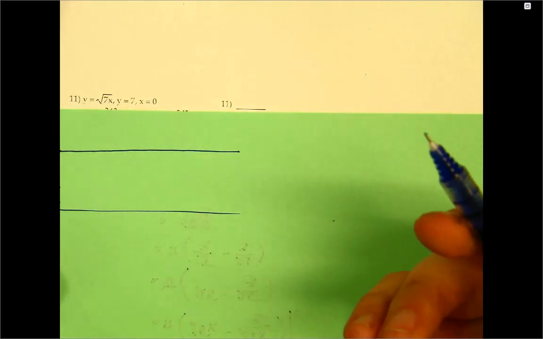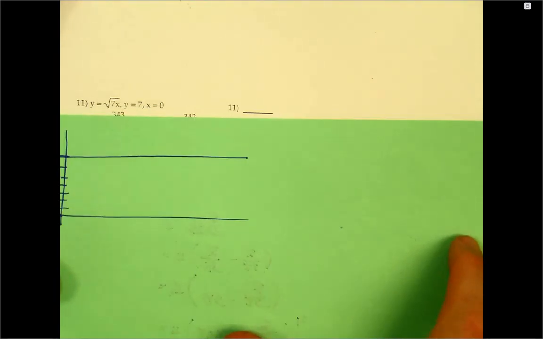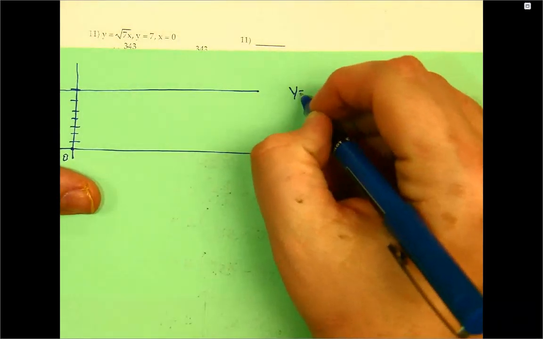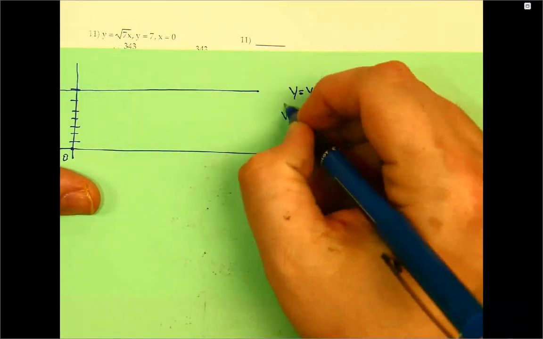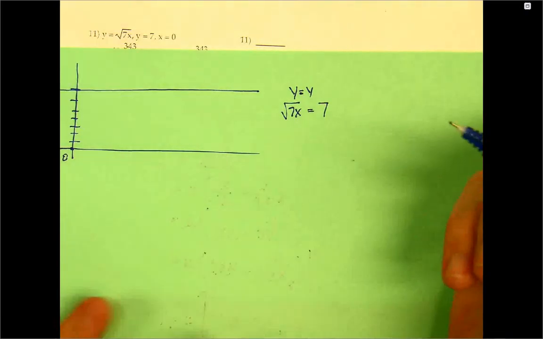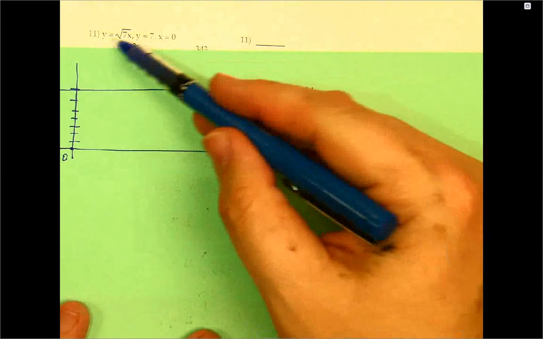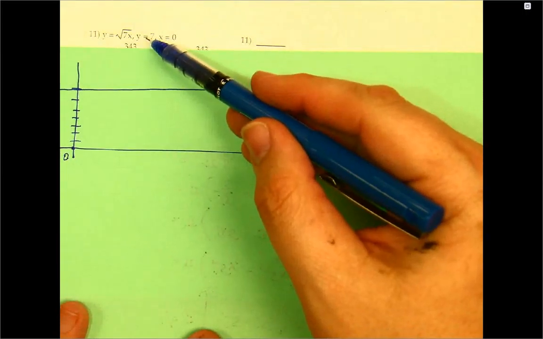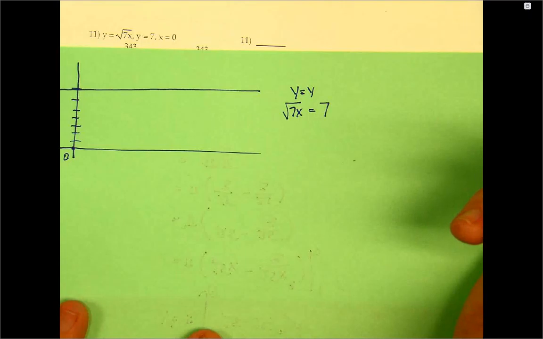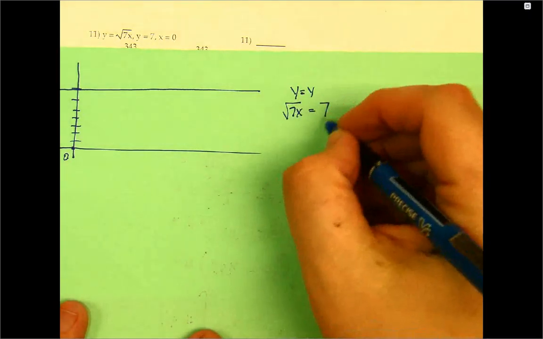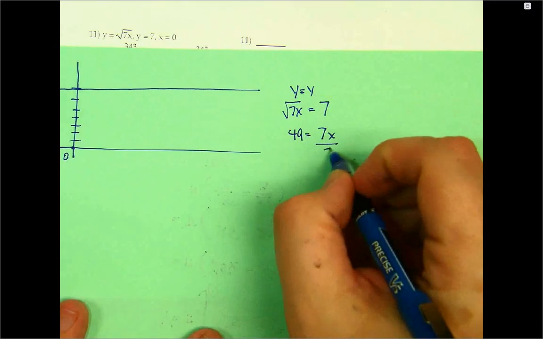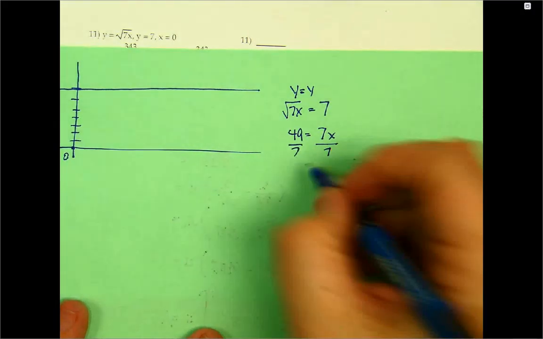So what we need to do right off the bat is say y is equal to y. So the square root of 7x is equal to 7. Just by taking the two equations, setting them equal to each other, so we can find the points of intersection. Now square both sides. So 49 is equal to 7x. So divide by 7. So x is equal to what? 7. So at 7, they're going to hit each other.